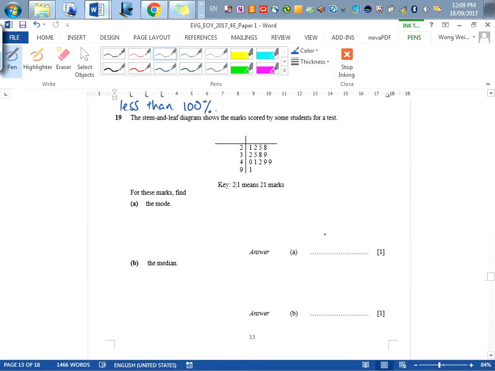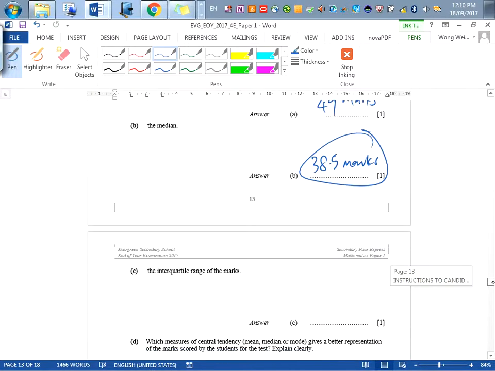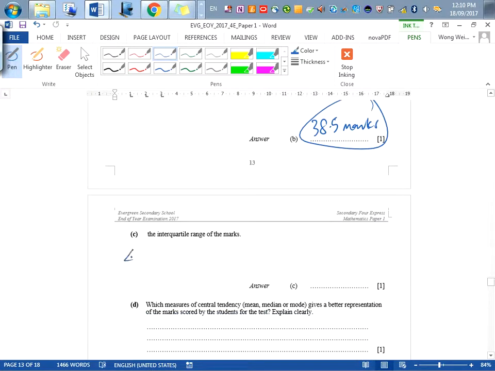Finding the mode, 49. So what are the units? Marks. Median, 38.5 marks. Generally, quite okay for this question. Who needs me to go through why 38.5? Noah? Then interquartile range, 42 minus 28 equals 14 marks.